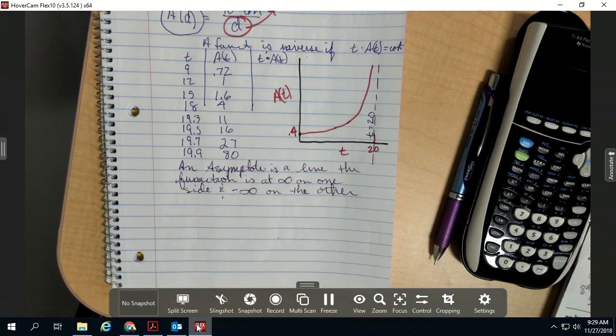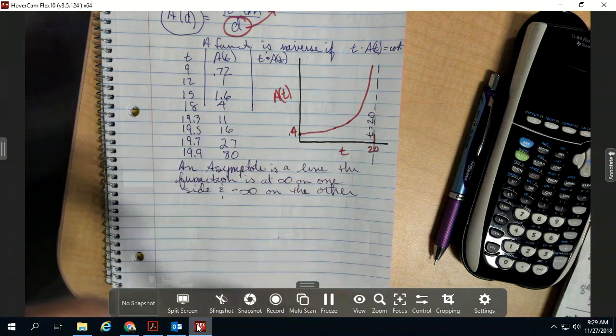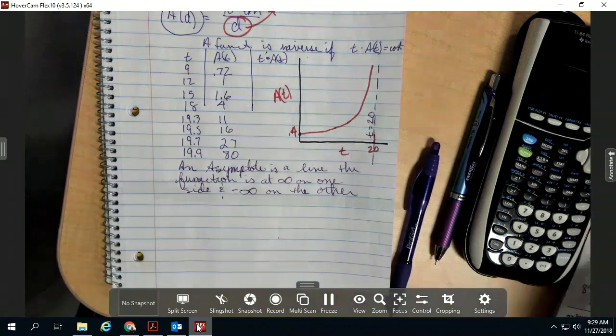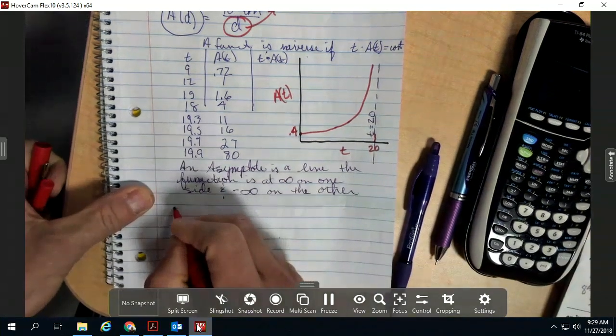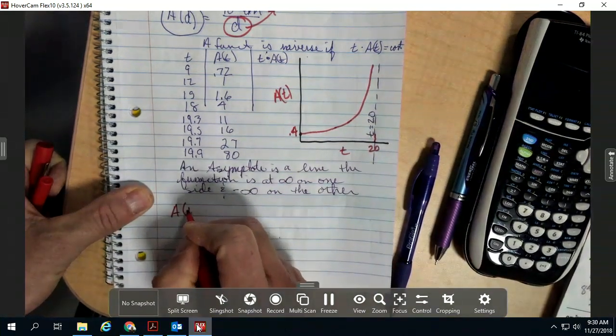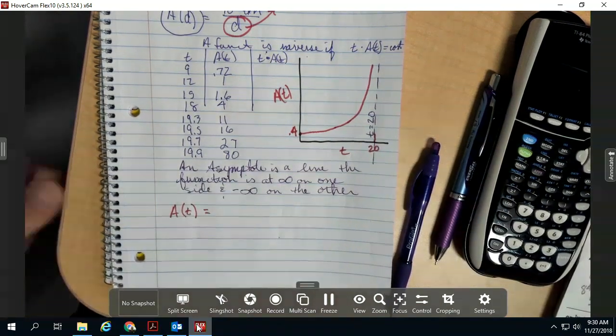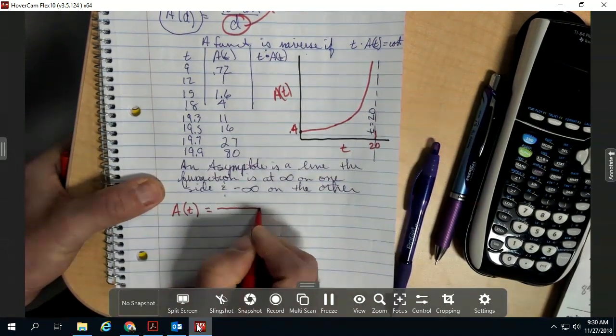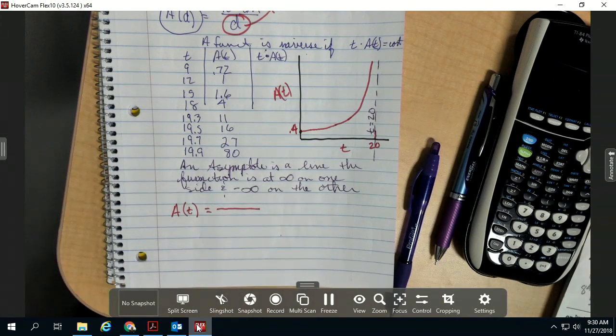Number 8. Now suppose that the train was traveling at a rate of 10 meters per second instead of 6 meters per second. Write the formula for A as a function of t. Compare your answer with the person sitting next to you. I'll give you a hint. There is indeed a rational function. Go.